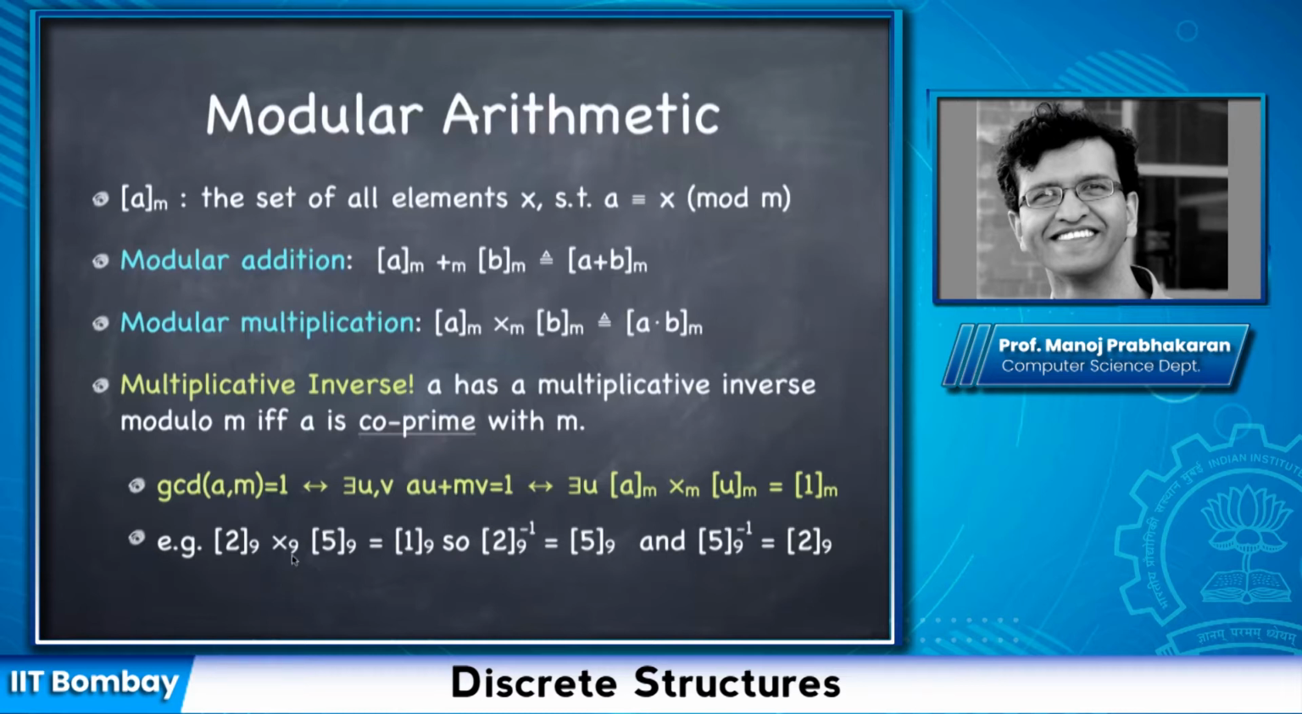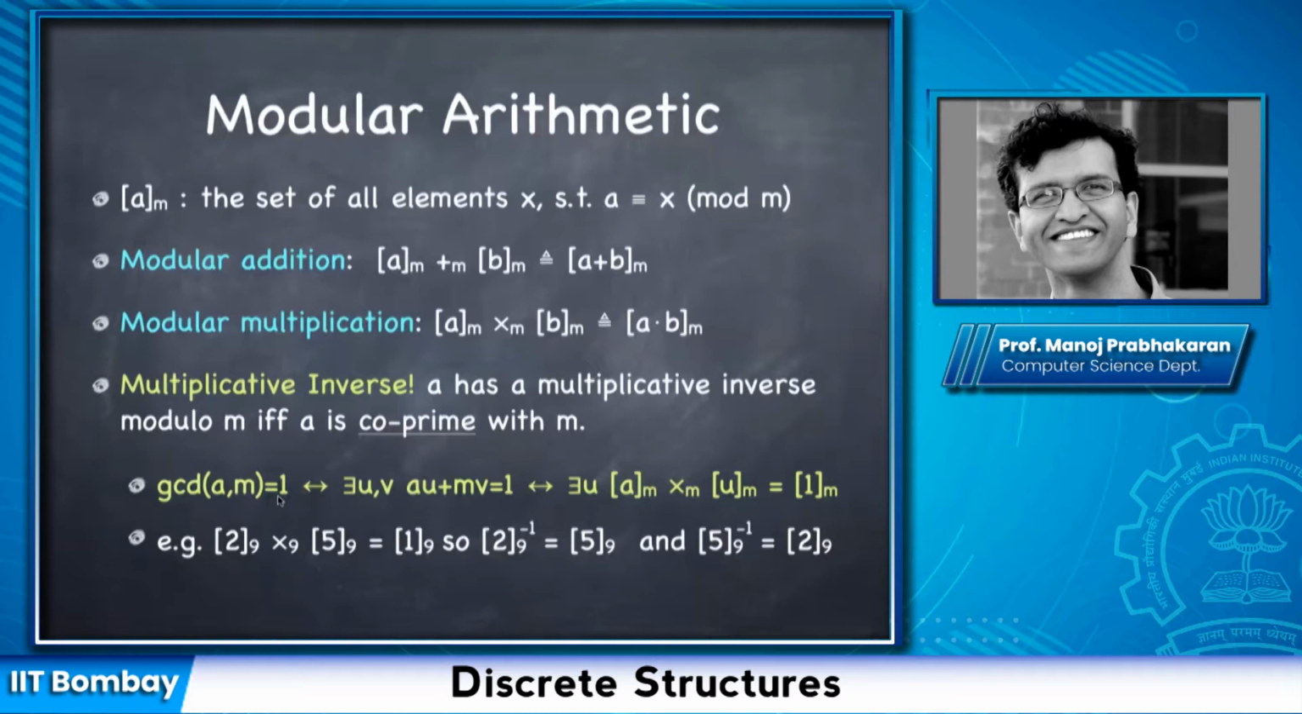Another interesting consequence of this equivalence is to consider the case when M is prime. So if M is prime, then for every A other than 0, GCD of A and M, so every A in the range 0 to M minus 1 other than A equal to 0, so all the integers 1, 2, 3 up to M minus 1, they all are co-prime with M, because M doesn't have any other factors other than 1 and M. So all these other things, their only common divisor with M is 1. So the GCD is 1.